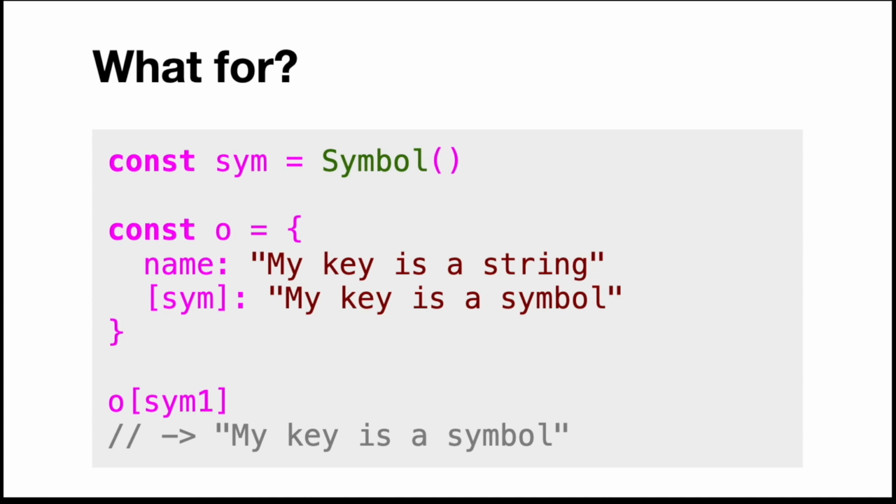Also, as you see, you cannot use the dot notation to access these things. You have to use the square brackets notation. It's very convenient that now we can use the square bracket notation while defining the object, as you see on line 5.